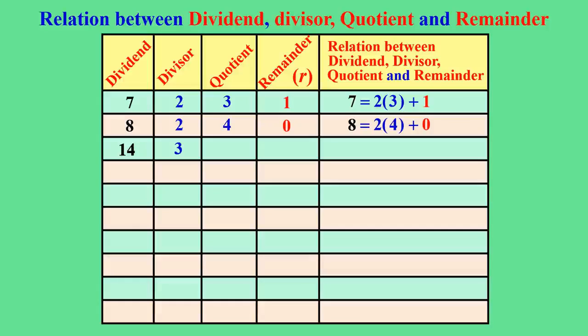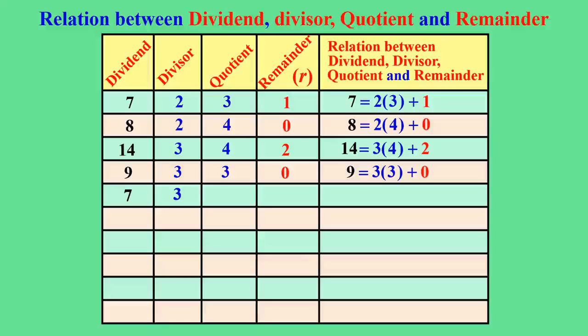14 divided by 3, quotient 4, remainder 2. The relation between 14, 3, 4 and 2 is 14 is equal to 3 times 4 plus 2. 9 is the dividend, divisor 3. If we divide 9 by 3, we get the quotient 3, remainder 0. The relation between 9, 3, 3 and 0 is 9 is equal to 3 times 3 plus 0.